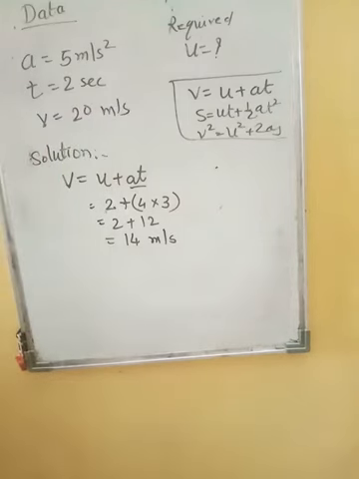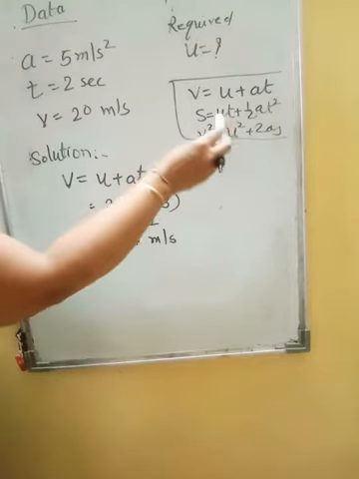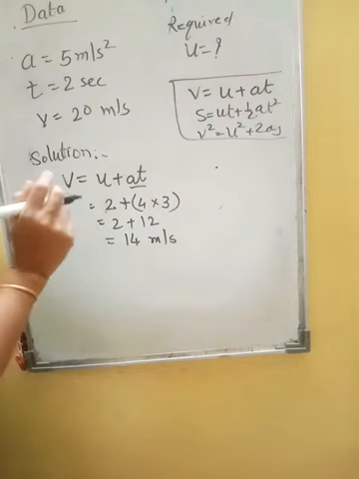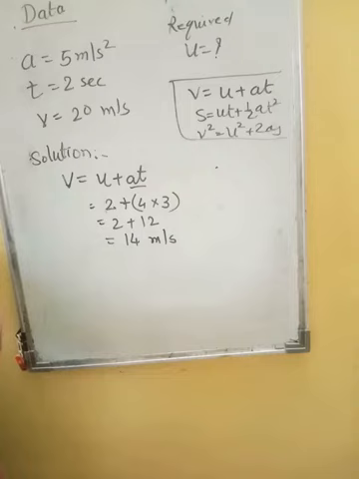Always, whenever you write the data, see to it that you write it down along with the unit. If any conversion is required, suppose something is in centimeter and something is in meter, then we have to convert into the same units. There itself we will be able to do it. Now children, we have to find out U. U is there in all the three equations, right? So the possibilities are all three.